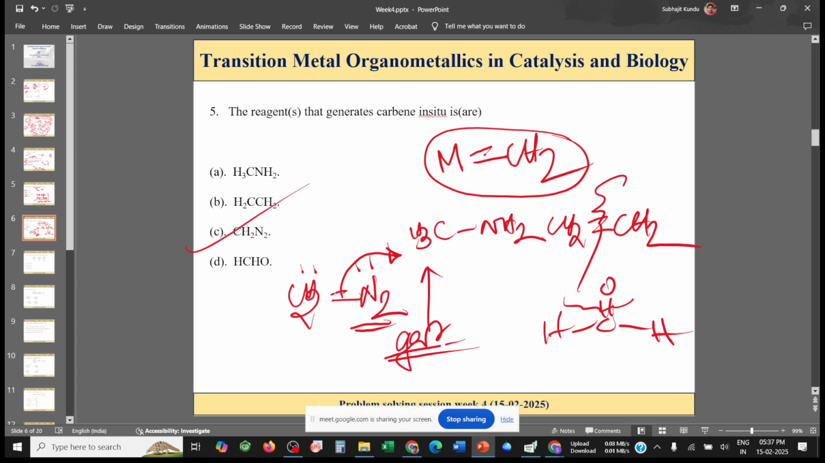So if you want to generate the carbene or CH2, metal bound CH2 in situ, you just take the diazomethane, that is CH2N2, and put it in the reaction mixture and heat it, and the nitrogen will evolve, and the carbene will be generated in situ, and it will bind to the metal or any other Lewis acid. So for the generation in situ we always use diazomethane. Other molecules are highly stable and cannot generate the carbene.